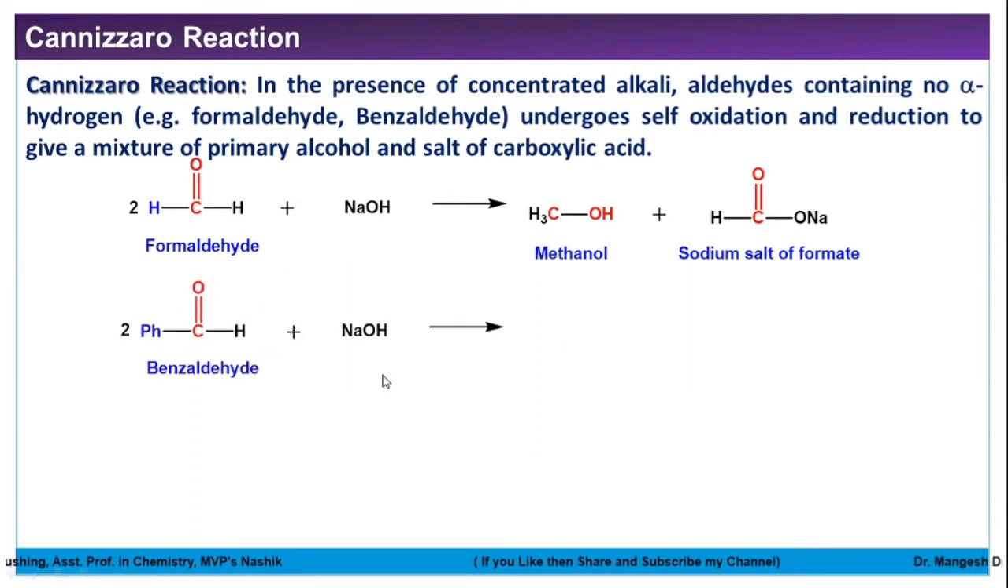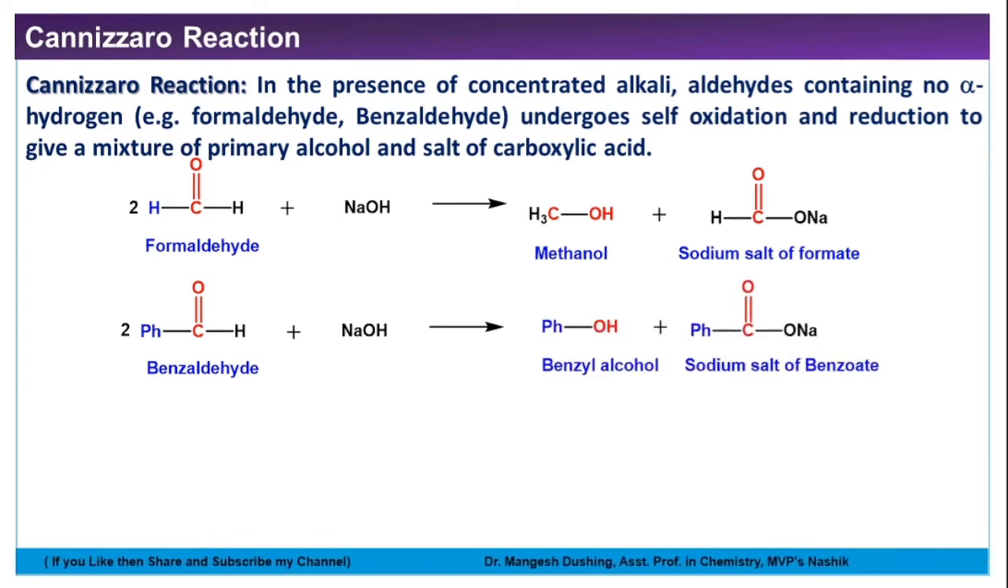This is another example, that is benzaldehyde. So two molecules of benzaldehyde when reacted with the alkali solution, one molecule of benzaldehyde will be reduced to form benzyl alcohol while the second molecule will be oxidized to form a sodium salt of benzoic acid. So this is the reduced product while this is the oxidized product.